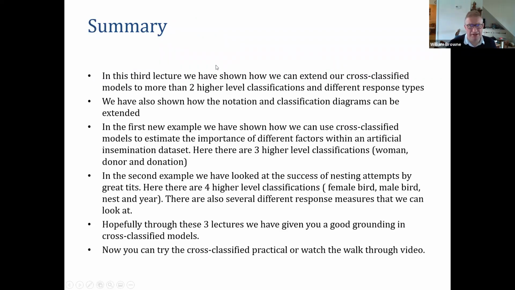So what have we covered? So in this third lecture, we've shown how we can extend cross-classified models to 2, 3, 4 different higher classifications, and also to different response types. We looked at some examples here, again, of continuous variables, but also of binary variables. And we can look at Poisson models. We didn't have any examples of those here, but for counts, or even ordered multinomial or unordered multinomial models. We saw how we could use the notation and the classification diagrams in these extended models.